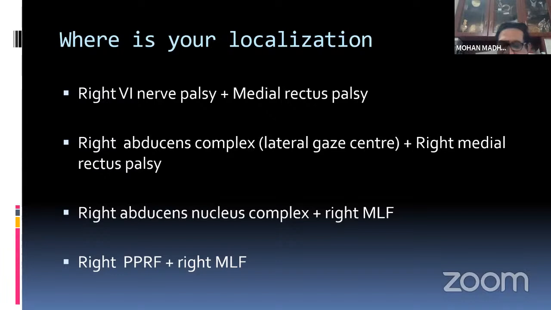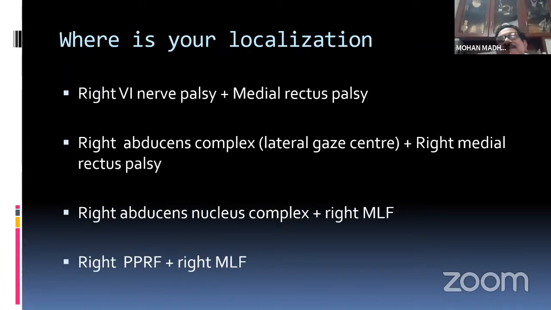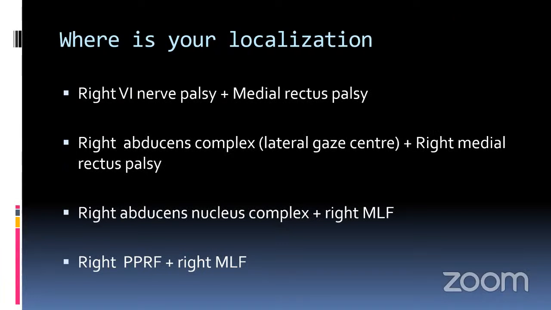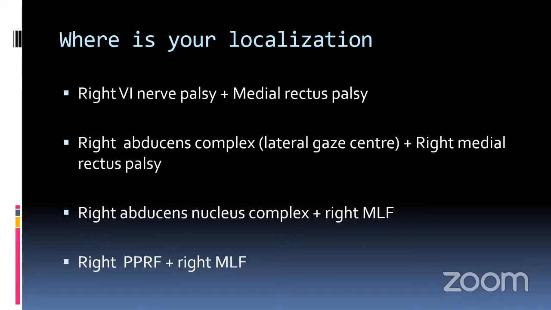What is the horizontal VOR? Before we do that, at this point, what do you think? The abducens nuclear complex contains both the abducens nerve proper as well as the interneurons, so the gaze palsy can be explained with a lesion on the right side. The MLF lesion on the right side can explain the adduction lag on the right side.